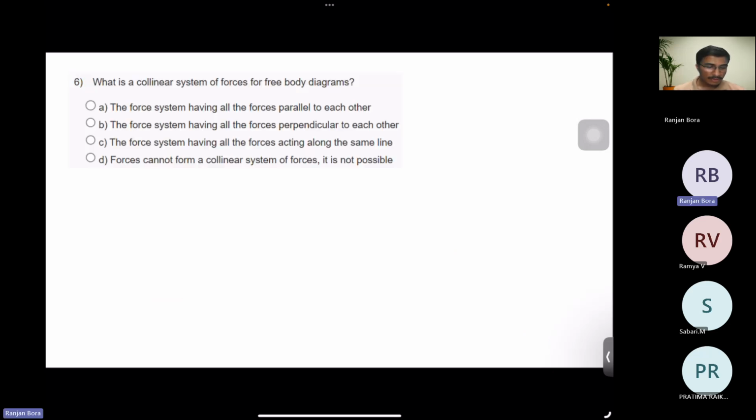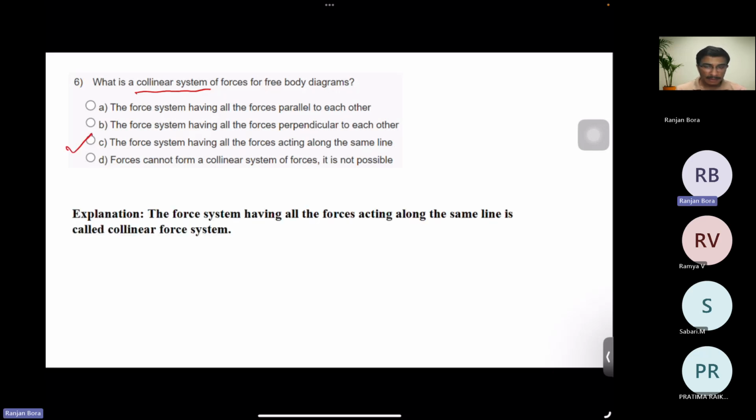So there was one question related to free body diagram. It is asking what is a collinear system of forces for free body diagrams. So what is the option? What does this collinear mean? Collinear system of forces. Yes, C option is correct. Collinear means all the forces acting along the same line.